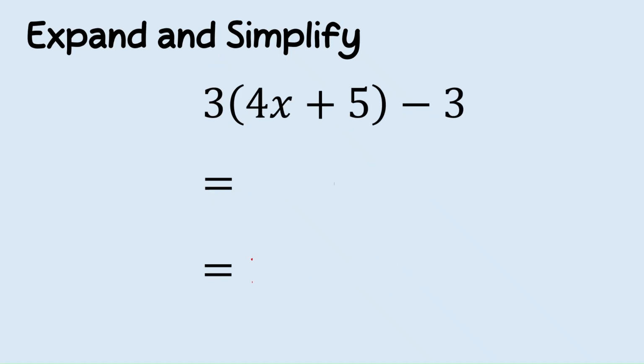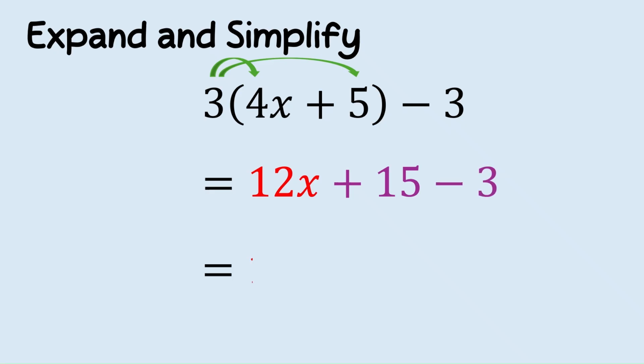In this next example, we're asked to expand and simplify 3(4x + 5) - 3. So we start by expanding by doing 3 times 4x, which is 12x, and 3 times 5, which is 15. We then have a negative 3, which is not inside the bracket, so we just bring it down as it is.